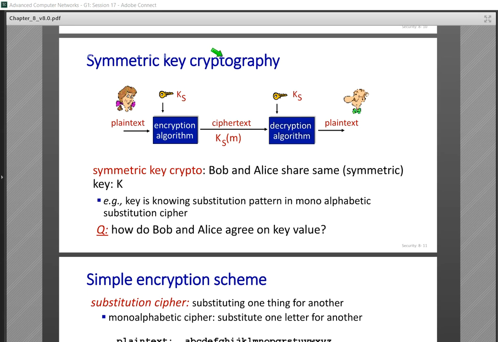What is symmetric cryptography? When we talk about cryptography, we have two different ideas. The first one is using a symmetric key for encrypting and decrypting text, plain text, for example.